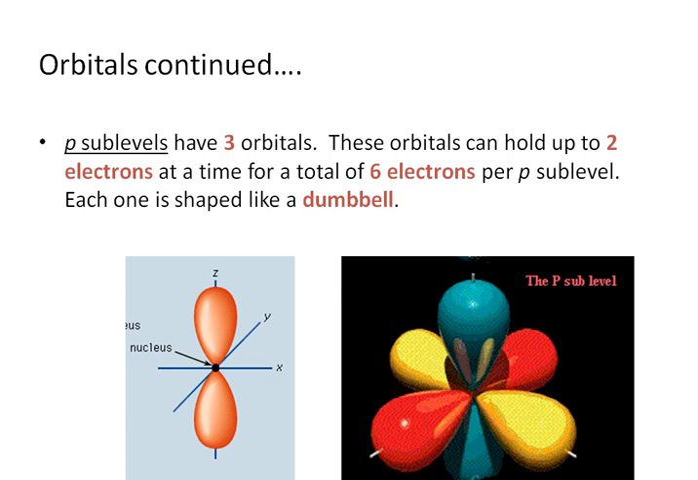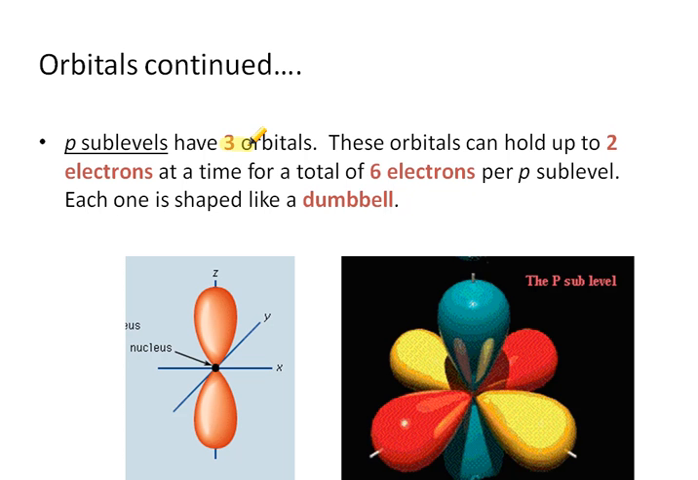Okay, here's the p orbital. This is what the p orbital looks like. It is dumbbell shaped. There are 3 orbitals to the p orbital. Do you see them here? Let me point them out for you. This is one. This is the second one. This is the third one. Each one of those orbitals can hold 2 electrons, and so the entire p orbital can hold a maximum of 6 electrons. Okay?